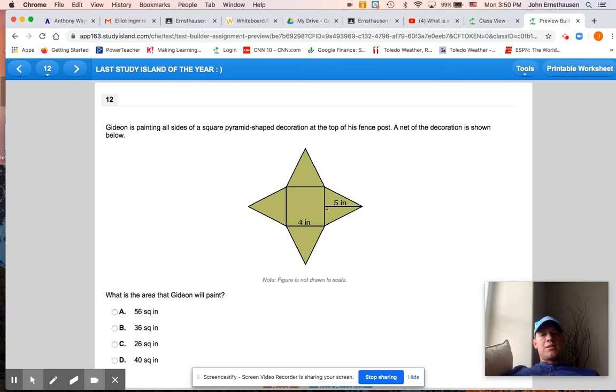Gideon is painting all sides of a square pyramid shown. We want to find out how much he's going to need to decorate it. So we're looking for surface area. So we're going to find the area of the square, which is a 4x4. We're going to find the area of each triangle, which is base times height divided by 2, and then we're going to add them up.